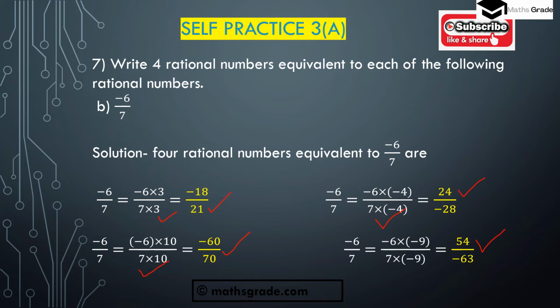So 4 rational numbers equivalent to the rational number minus 6 divided by 7 are minus 18 divided by 21, 24 divided by minus 28, minus 60 divided by 70, and 54 divided by minus 63.